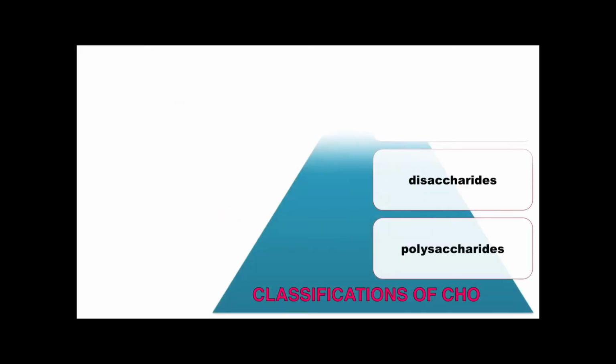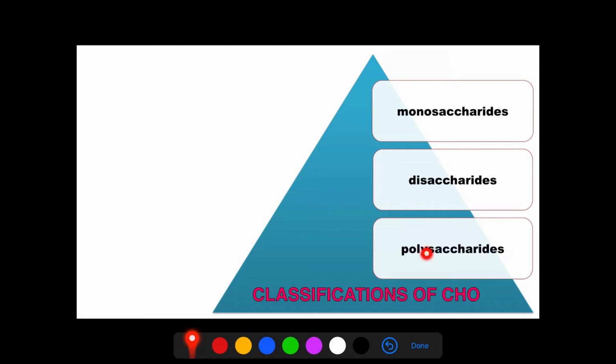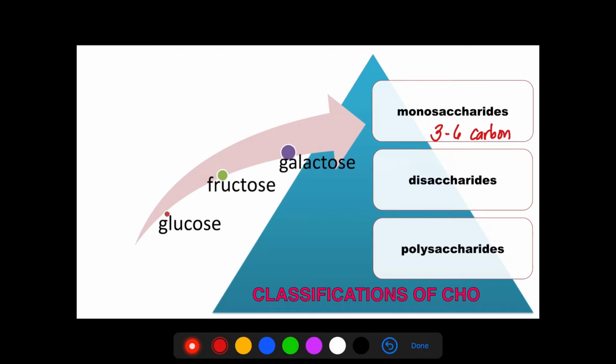For the classifications, we have 3 general classifications of carbohydrates: monosaccharides, disaccharides, and polysaccharides. The monosaccharides are considered the building blocks of carbohydrates, and they are sugars containing approximately 3 to 6 carbon atoms. For examples, we have glucose, fructose, and galactose. These are monosaccharides, and they are also reducing sugars.